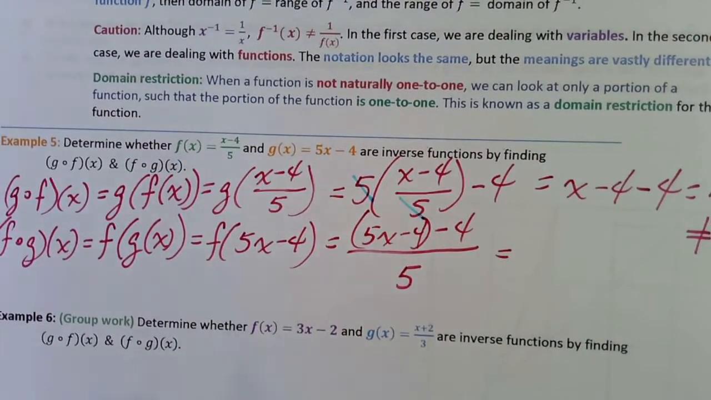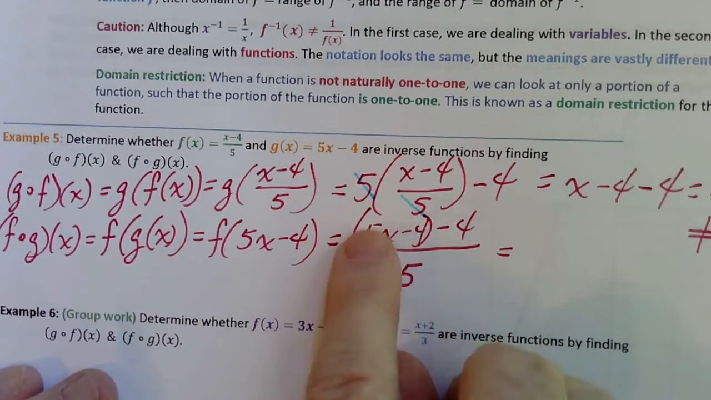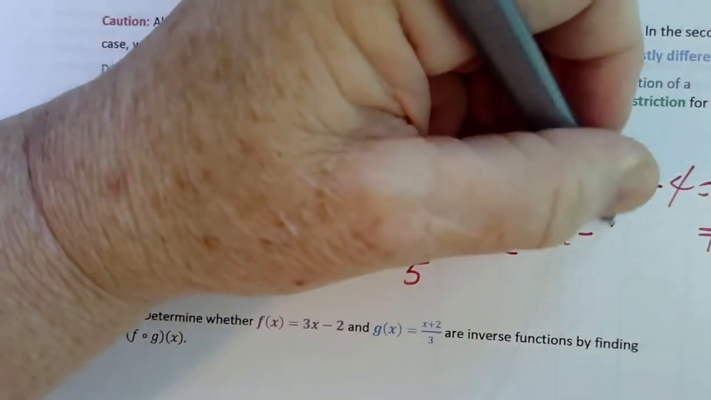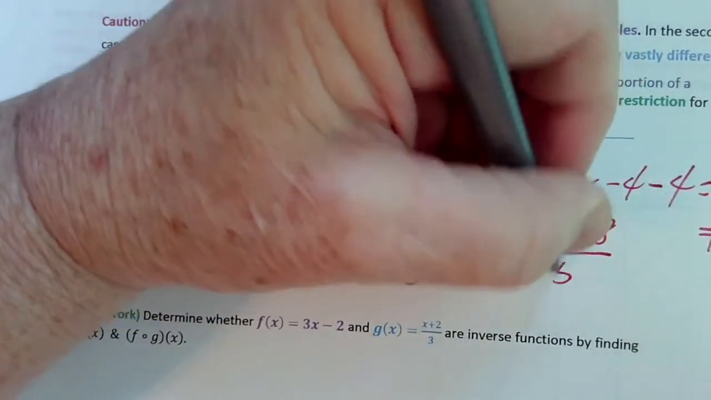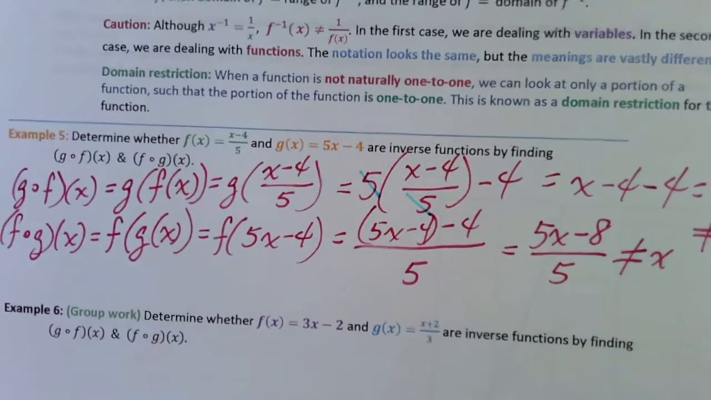And I notice right away, since these 4's are both negative, the numerator is going to become 5x minus 8. The denominator is going to stay 5. And this is not going to simplify to x.